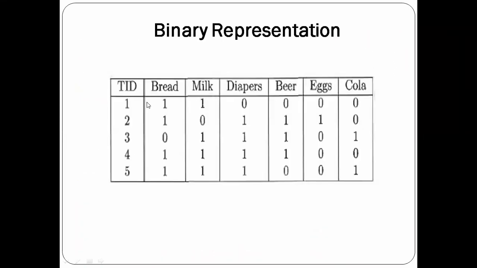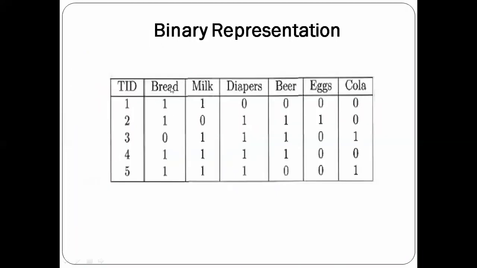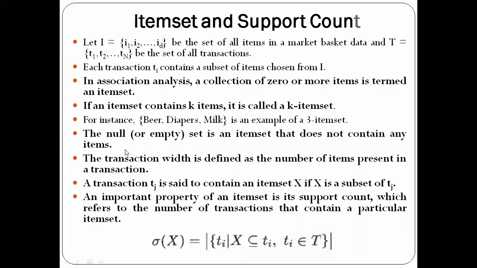For example, consider transaction one. Transaction one contains 2 items, bread and milk. We have chosen these 2 items from the list of items. In total, we have 6 items here, and from these 6 items, in order to form transaction T1, we have chosen 2 items, bread and milk. So each transaction contains a subset of items chosen from the given list of items. Each transaction is a collection or subset of items.